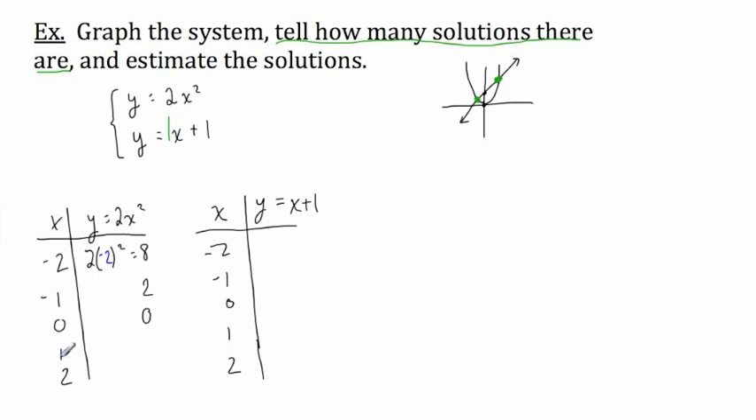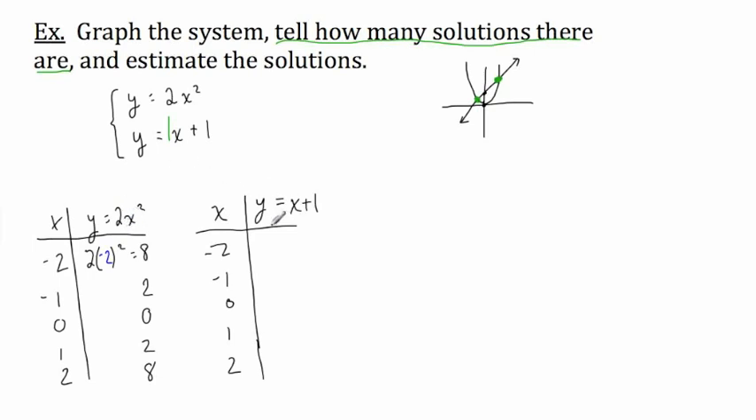1 squared is 1, and 1 times 2 is 2. And 2 squared is 4, and 4 times 2 is 8. So here are 5 ordered pairs: (-2, 8), (-1, 2), (0, 0), (1, 2), and (2, 8). These are 5 ordered pairs that lie on the parabola here.